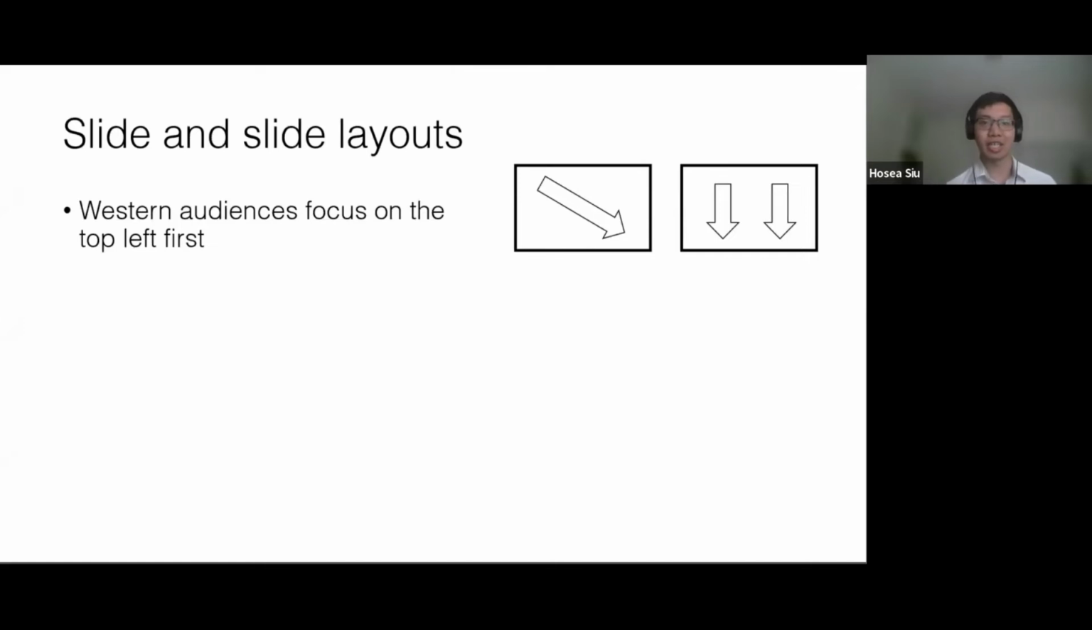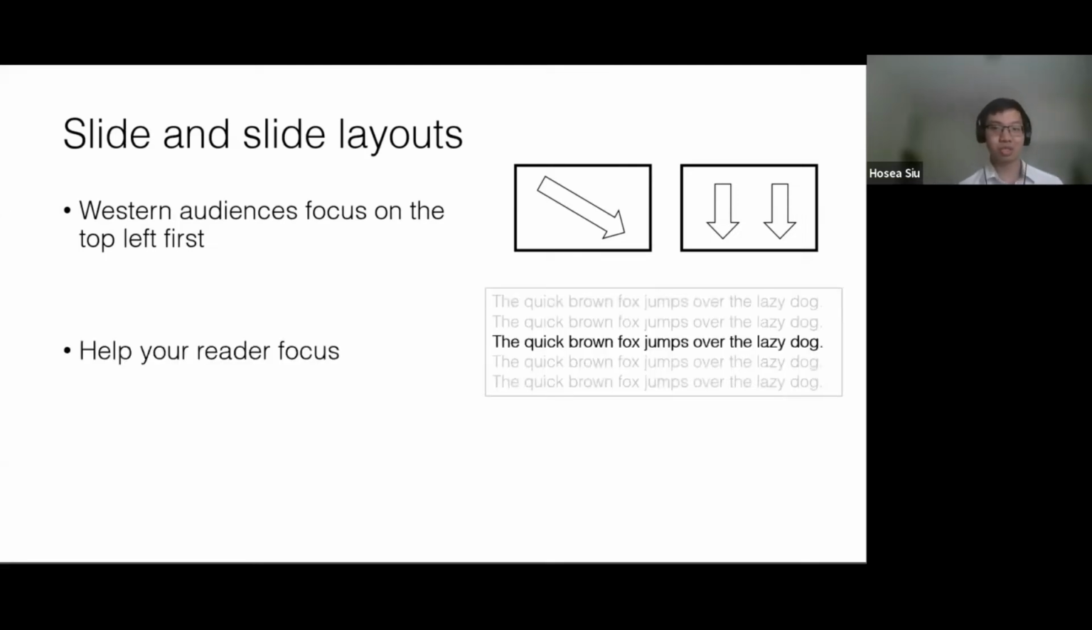Let's talk about slide layouts. Western audiences focus on the top left first, and they tend to read down and across, right? So depending on where you are in the cultural context, you need to choose an appropriate layout for your context. You can use different kinds of visual methods to help your reader focus. I use grayouts oftentimes in my slides so that I can show a lot of text, but very clearly point out where you should be focusing. And again, avoid unnecessary slide elements.